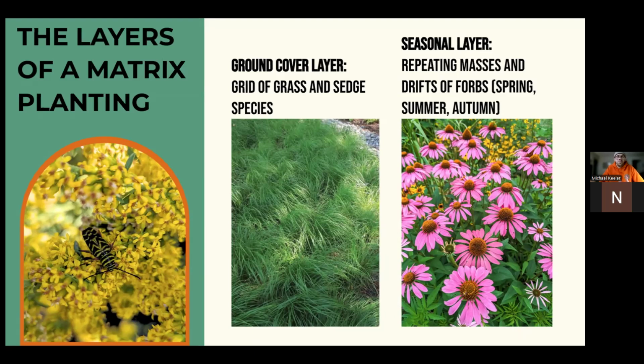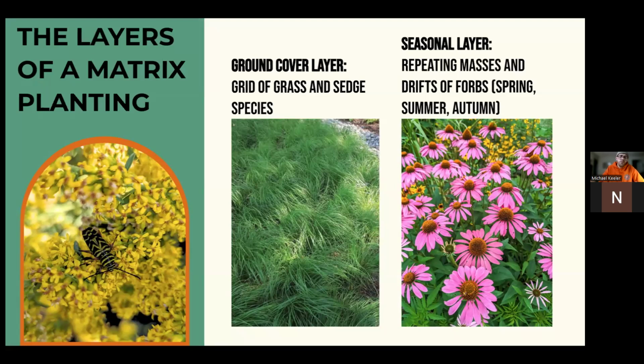And then we have our seasonal layer. So this is the layer where we have our blooms from April all the way through to October, if not November. And the way we're going to accomplish this is by using repeating masses and drifts. So groups of 3, 5, 7, 9, 11, just keep it odd numbered. As it grows in, the odd numbers don't matter as much, but early on, you can really tell. You can easily see the individual plants, and it looks a lot more natural to stick with those odd numbers.